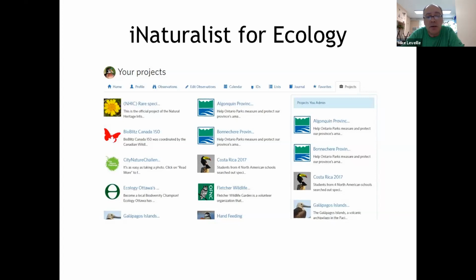Also been part of BioBlitzes. BioBlitzes is another great way to engage my students with iNaturalist, see how many species we can find in a 24-hour period or over a weekend, depending how much time we have to work with. But it's just another way to teach ecology. Of course, species are so different between locations.